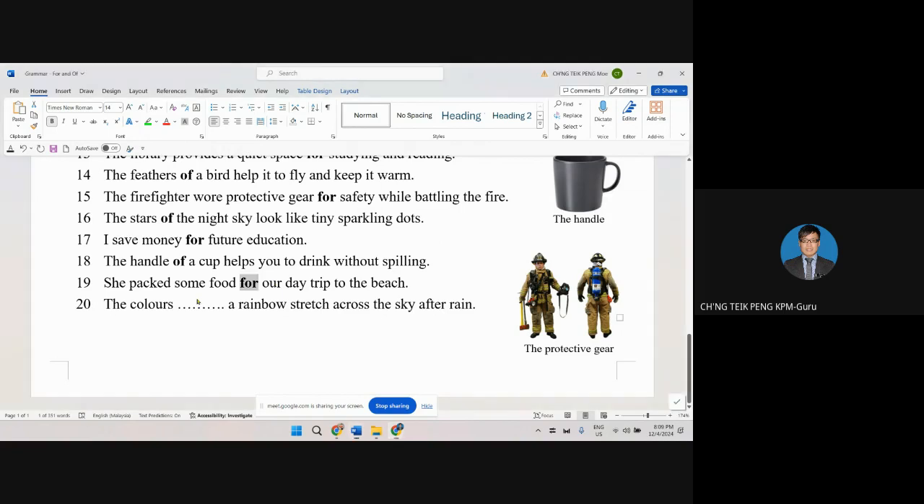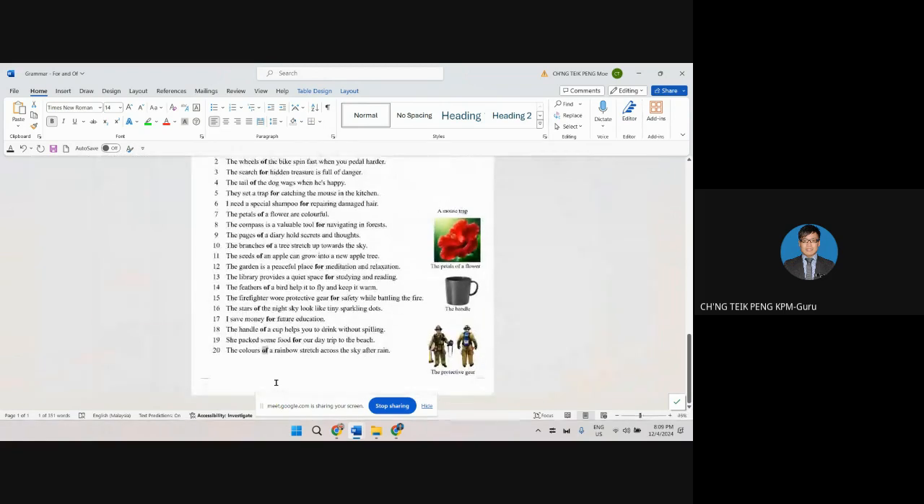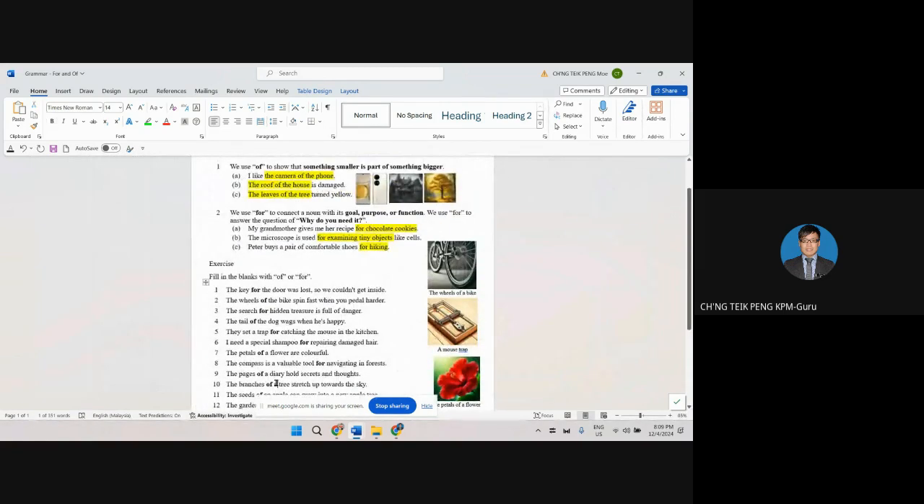20, Jan Heng. The colors of a rainbow stretch across the sky after rain. Yes, the colors of a rainbow stretch across the sky after rain. Very good. So because the colors are part of a rainbow, 颜色呢是彩虹的一部分，所以我们就用 of. Okay, now we have finished our discussion. Okay, is there any problem regarding this exercise?